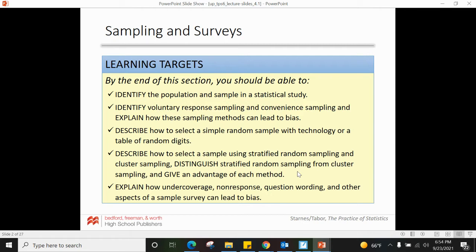You should be able to identify voluntary response sampling and convenience sampling, and explain how these sampling methods can lead to bias. Describe how to select a simple random sample with technology or a table of random digits. Describe how to select a sample using stratified random sampling and cluster sampling, distinguish between the two, and give an advantage of each. And then explain how undercoverage, non-response, question wording, and other aspects of a sample survey can lead to bias.